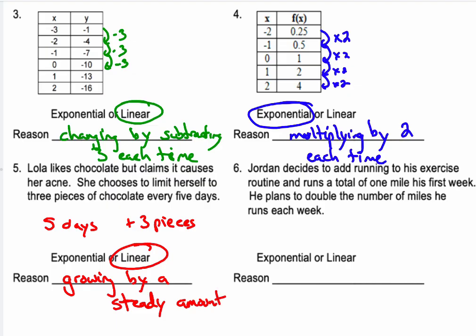Okay? So each day it's growing by the same 3 each time, so it's a nice steady line as it were to climb. Next one, Jordan decides to add running to his exercise routine and runs a total of 1 mile his first week. He plans to double the number of miles he runs each week. So this time, every week he's going to double it. He's going to multiply by 2. So the first week was 1, then it's going to be 2, then 4, then 8, then 16.